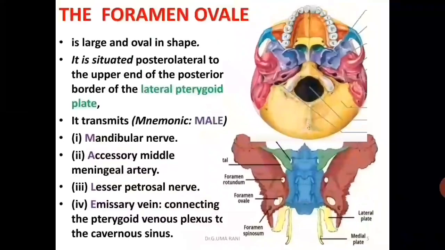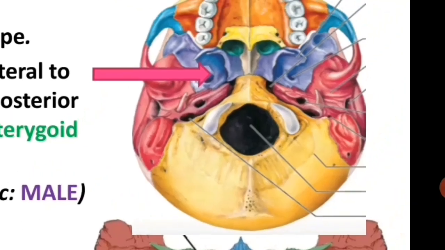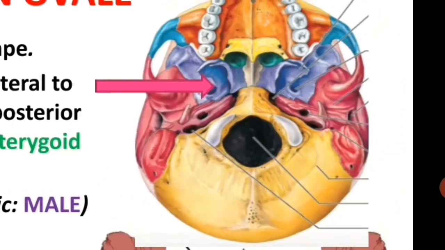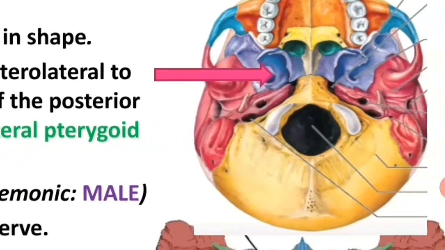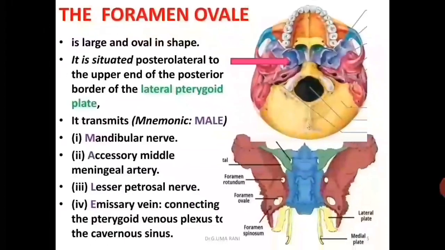It is large and oval in shape, and it is situated posterolateral to the upper end of the lateral pterygoid plate. Here in the violet color one, the lateral and medial pterygoid plates are there, and it lies lateral to the lateral pterygoid plate. The structures passing through this foramen ovale can be remembered with the mnemonic MALE. M for mandibular nerve, A for accessory middle meningeal artery, L for lesser petrosal nerve, E for emissary vein. The emissary vein connects the pterygoid venous plexus to the cavernous sinus.